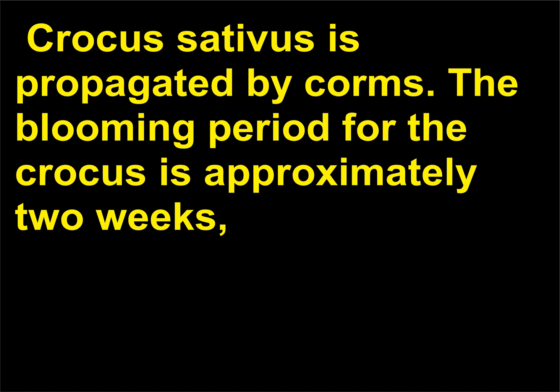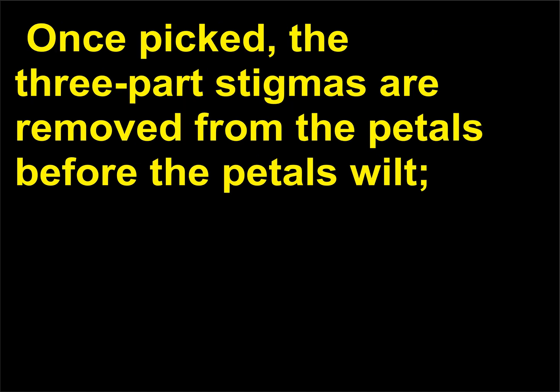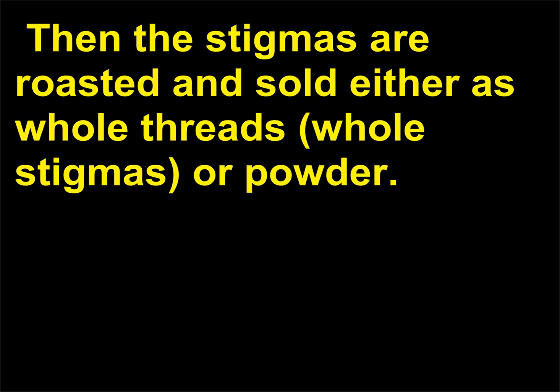Crocus sativus is propagated by corms. The blooming period for the crocus is approximately 2 weeks, after which the flowers must be picked while they are in full bloom and before any signs of wilting. Once picked, the 3-part stigmas are removed from the petals before the petals wilt. This is a time-consuming process that can only be done by hand as the stigmas are very fragile. Then the stigmas are roasted and sold either as whole threads, whole stigmas, or powder.